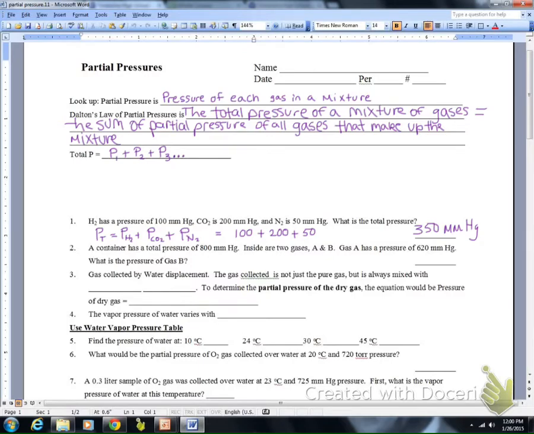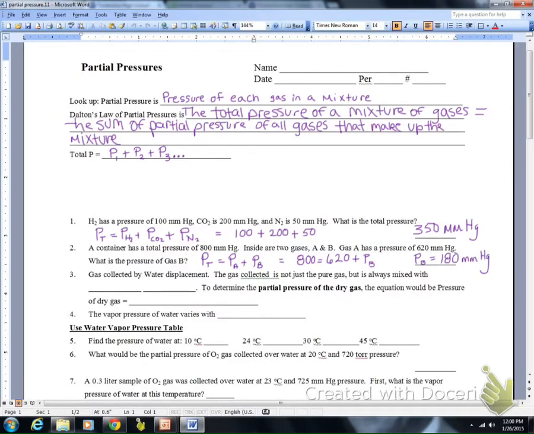So a container that has a total pressure of 800 millimeters of mercury, and we know that inside are two gases, A and B. So if gas A has a pressure of 620 millimeters of mercury, what is the pressure of gas B? So we know that pressure total is equal to the pressure of A plus the pressure of B. So I would say that pressure total is equal to 800, and I know that pressure A is 620 plus the pressure of B, so I'm going to do some simple algebra there, simple math, and figure out the pressure of B is 180 millimeters of mercury.